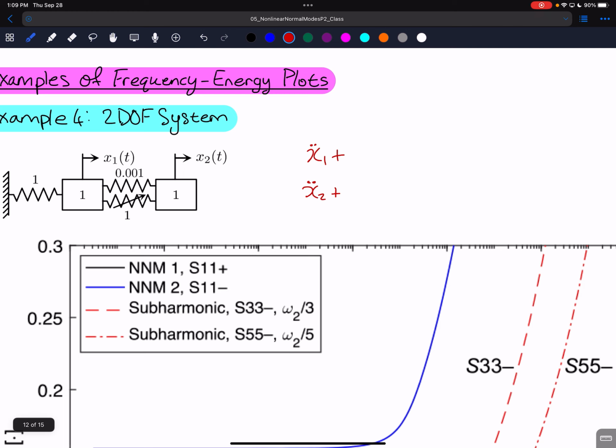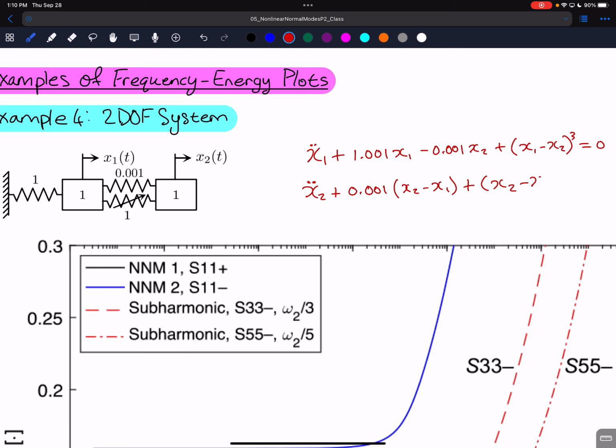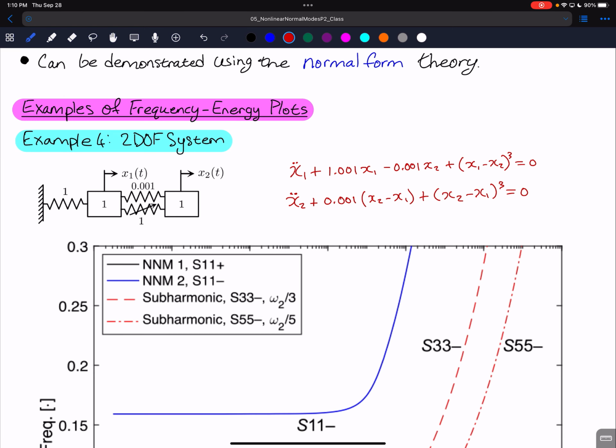So it's a 2-degree freedom system. We're going to look at a couple different 2-degree freedom systems, and then we'll take a look at a cantilever beam as well. In this case, the equations of motion are x1 double dot plus 1.001 times x1 minus 0.001 times x2 plus (x1 minus x2) cubed equals 0, and then x2 double dot plus 0.001 times (x2 minus x1) plus (x2 minus x1) cubed equals 0. So in this example, we have two equal masses that are coupled by a very weak linear spring and a strong nonlinear spring.